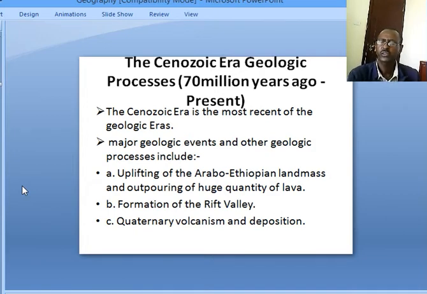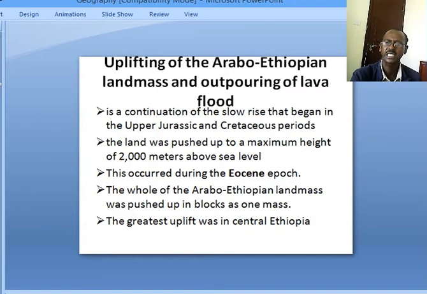Two, the formation of the Rift Valley, especially the East African Rift Valley. Three, Quaternary volcanism and deposition were seen during this period.